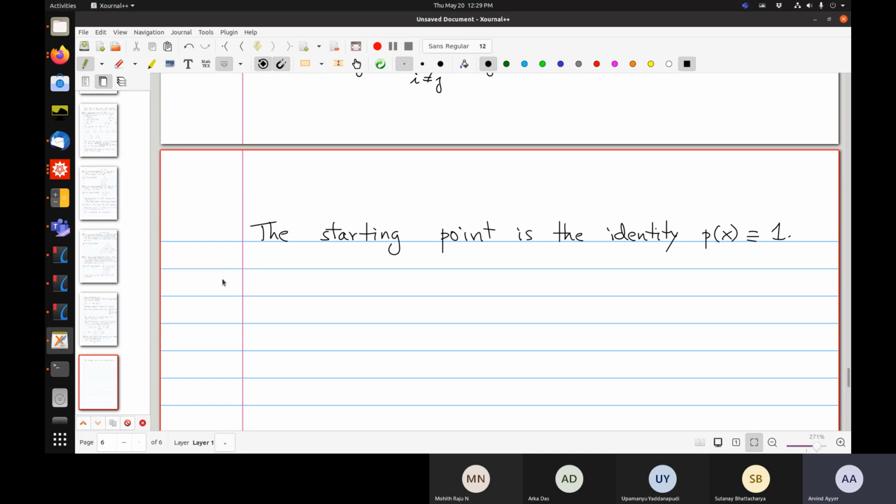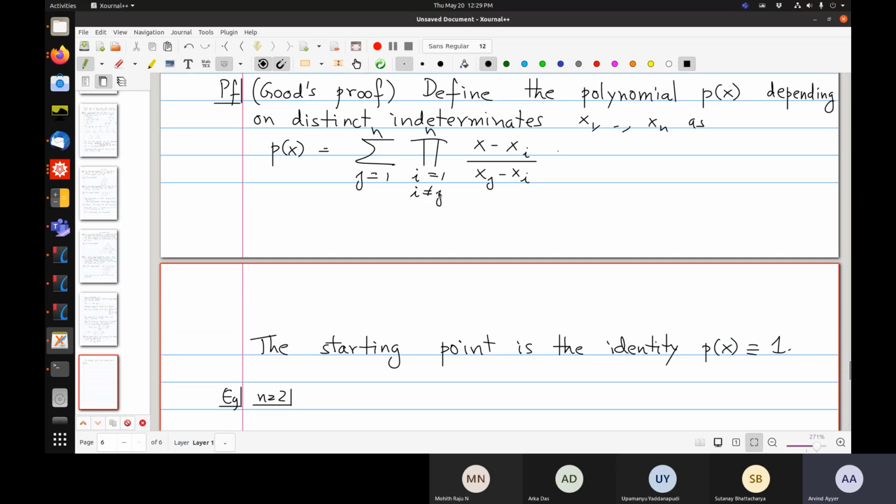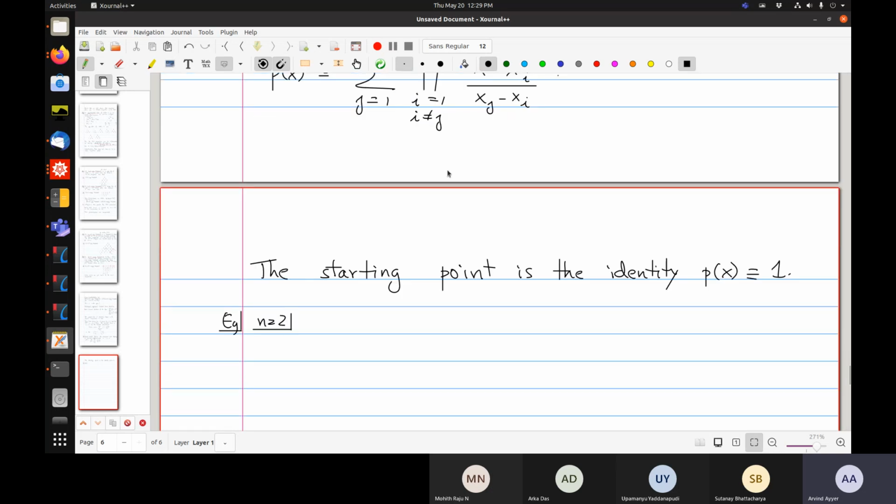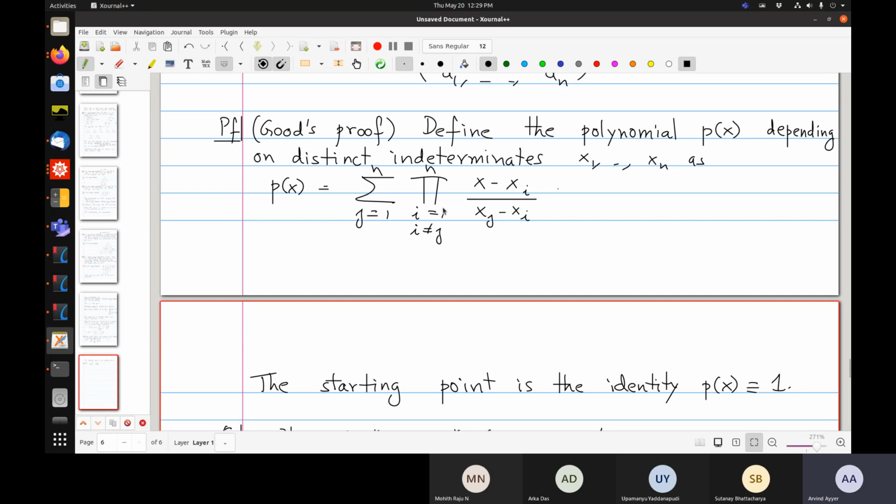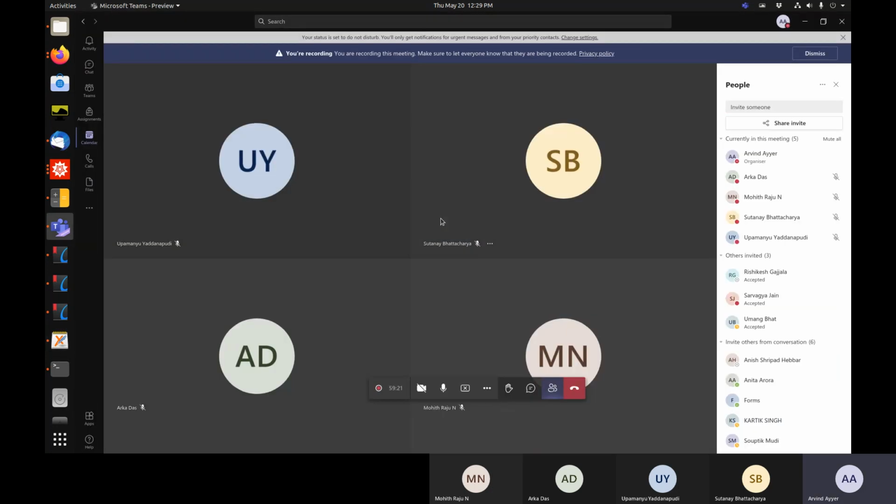So if you want to see, for n equals 2, you get two terms, j equals 1 to 2. The first term is x minus x2 by x1 minus x2, since i can only be 2, plus x minus x1 by x2 minus x1. And you can see that the x is going to cancel and you will get 1. Right? But this is true in general. So this is always equal to 1. Does anybody see a quick proof?